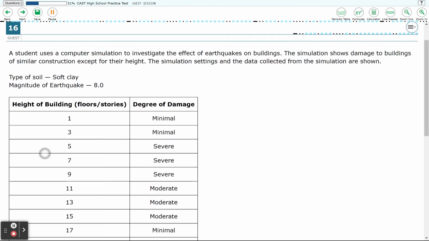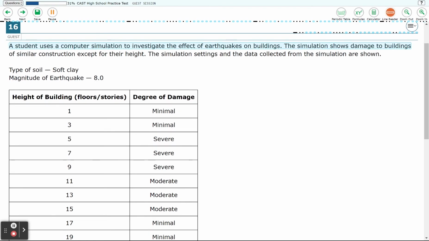So question 16. A student uses a computer simulation to investigate the effect of earthquakes on buildings. The simulation shows damage to buildings of similar construction except for their height. The simulation settings and the data collected from the simulation are shown. Type of soil, soft clay, magnitude of earthquake 8.0, and then we see the height of the building in floors and stories and the degree of damage.